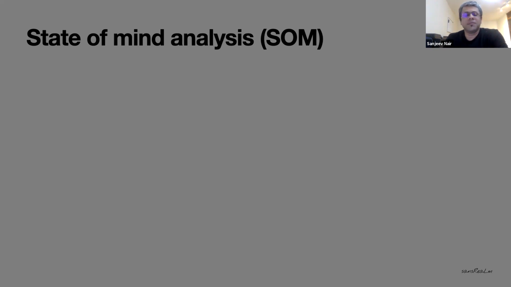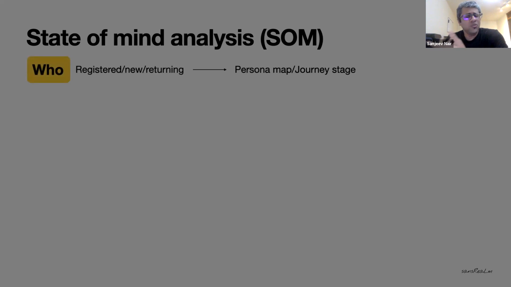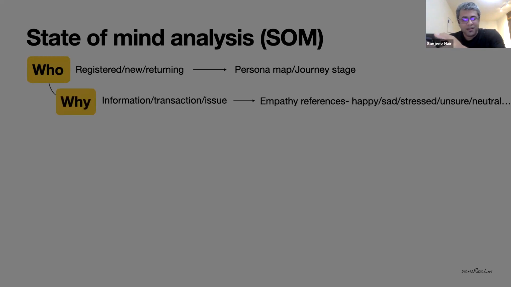You start with the standard questions of who is the user, where is he coming from, is he a registered user, a new user, or a returning user? And then map it to the personas and journeys that you already created initially. Then you look at the whys. Why is the user there? Is he there for a transaction? Does he need information? Does he or she have an issue? And then you map it to empathy references. What is the thought process? What is the mental state that the person may have, from an empathy perspective? And then plan out what could be the conversation parts there.